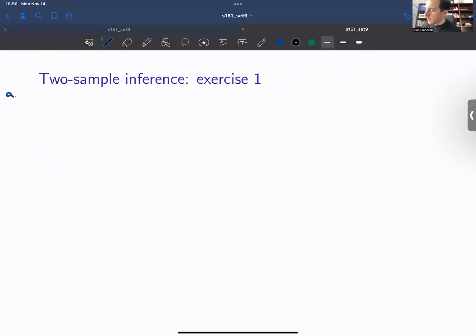Okay, so part A. The first thing that we do is check the assumptions. When we're checking the assumptions, we can do it in terms of each population separately to try and organize the information that we have. So we'll have our assumptions for population 1, and we'll have our assumptions for population 2.